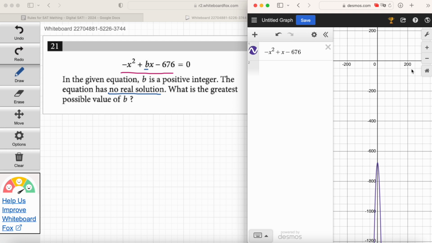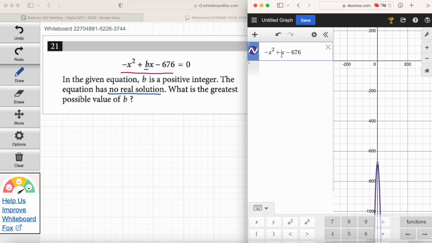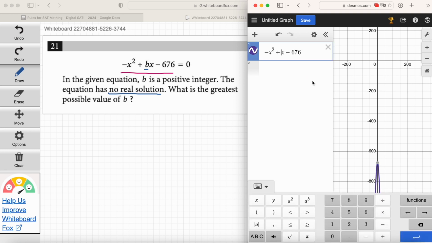None. Because there's no x-intercepts. Okay, great. We've got a pretty small B value, and we're looking for the greatest possible value for B. So we're going to have to bump up the B value, the value in front of the x. Does that make sense? Yes. Okay. Give me a value for B. Let's just play with numbers and see what happens. Give me a value.